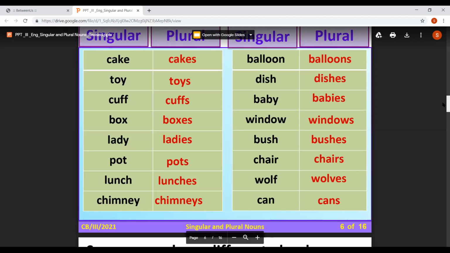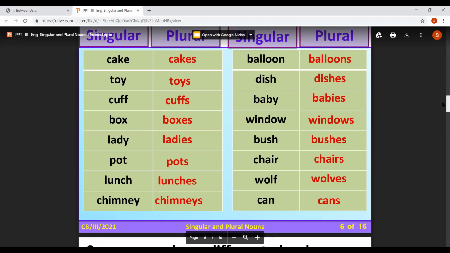Here you observe box. We have added -es here, after x. And if you read the noun lady, we have added -ies and we removed y. And for lunch, for the ch at the end of the word, we have added -es. Now why is it so? Why do we have to change like this?